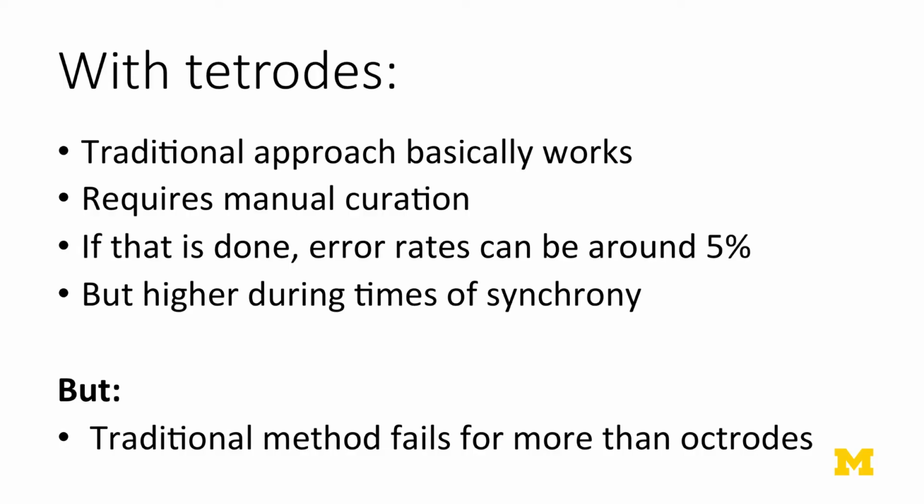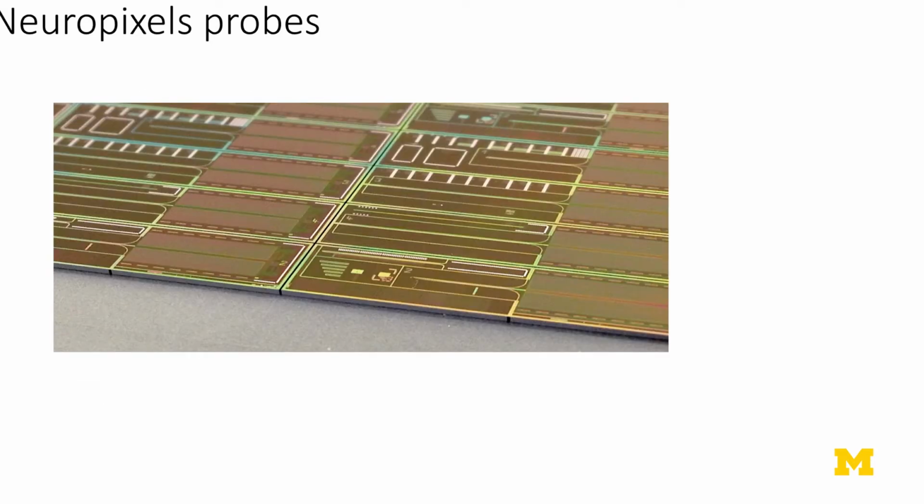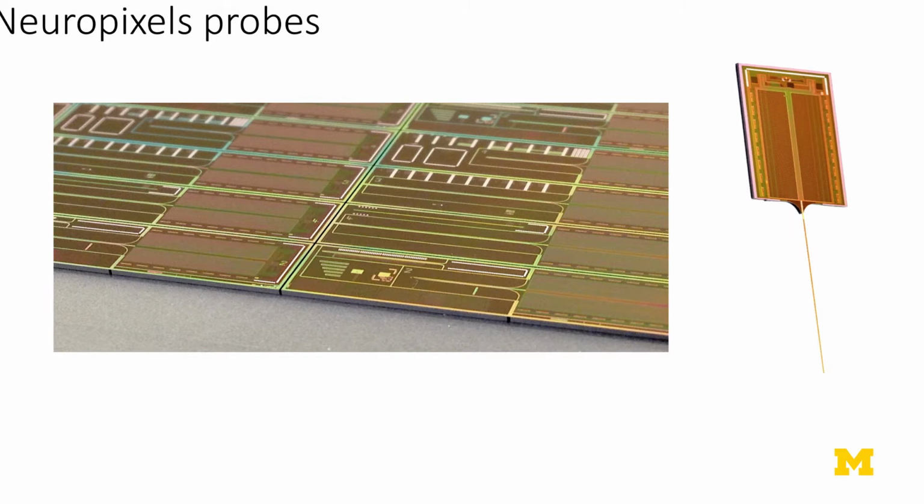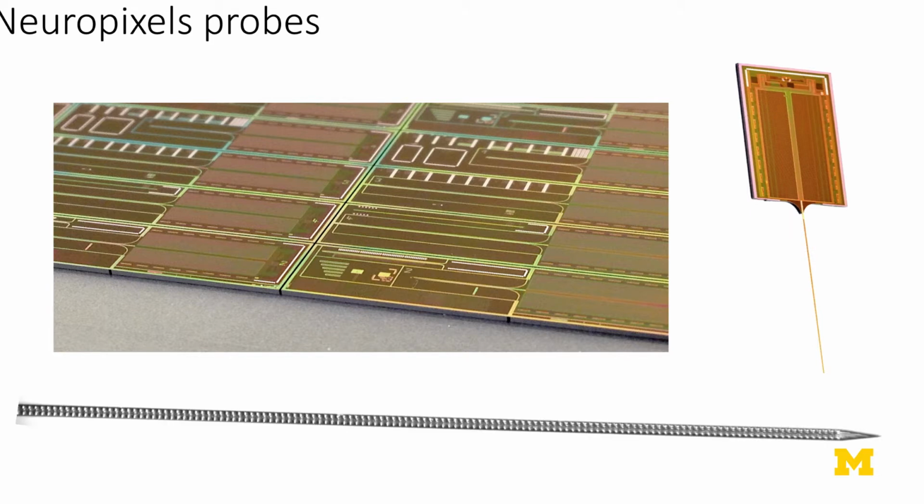Okay, so with tetrode, the traditional approach basically works. It needs manual curation. If you do that, you get to about 5%. It's worse at times of high synchrony, but the big problem is that this traditional method fails completely for larger electrodes, meaning eight channels is about the upper limit. By the time you're at 16, it no longer works. It fails pretty miserably. And as we heard yesterday, there are now new electrodes which have hundreds of channels. So this approach is a disaster for that.